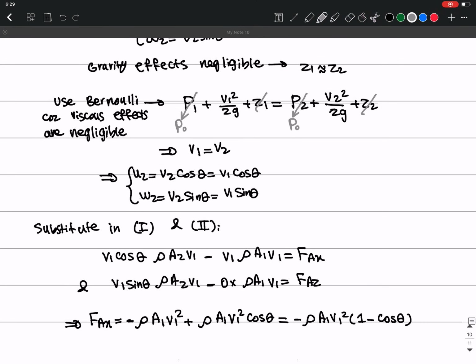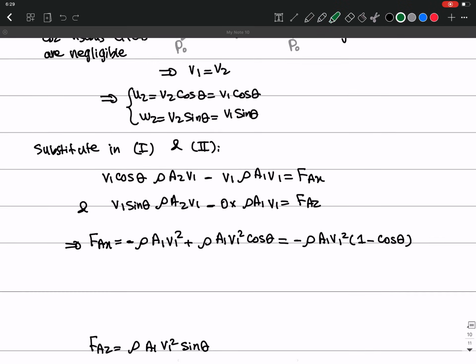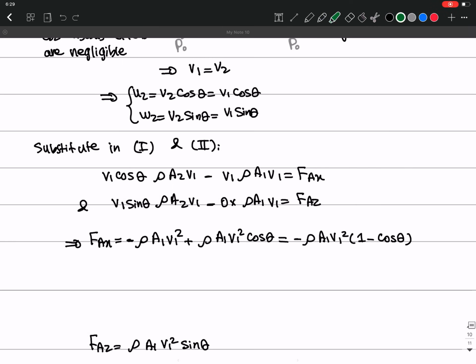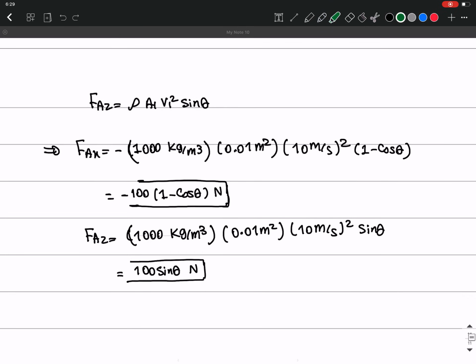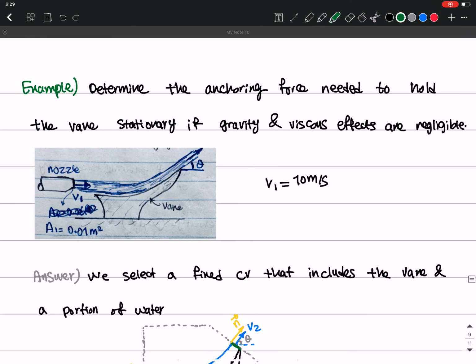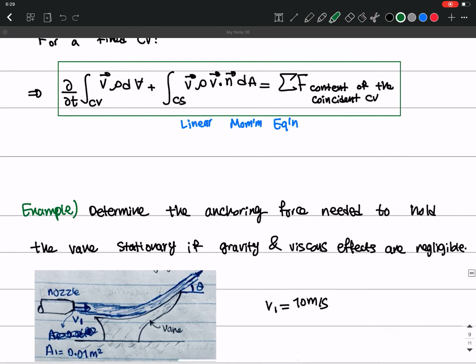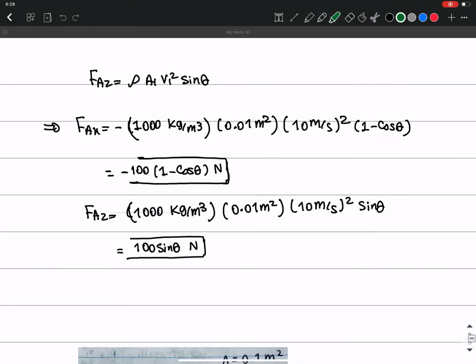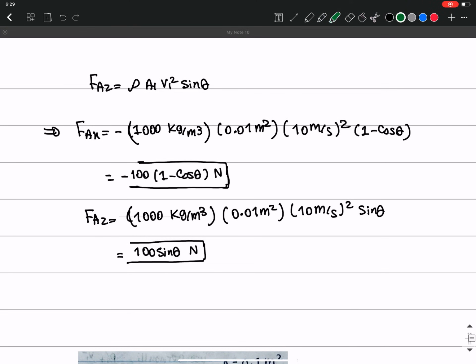So we use the Bernoulli equation with the given info of the problem, and then we just plugged back all these numbers that we had, and we were able to find the FAX, the horizontal force that acts on this vein, and also the vertical force that acts on this vein, and these are the forces that are needed to keep the whole vein stationary. Okay, so in the next session I'm gonna solve another example for calculating the hydrostatic forces on structures or pipes.